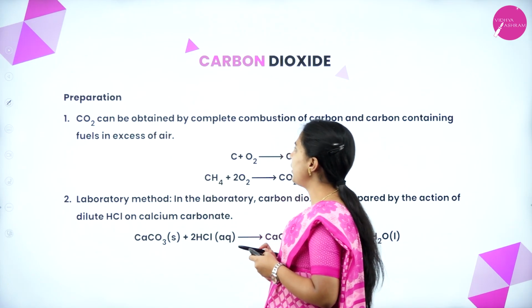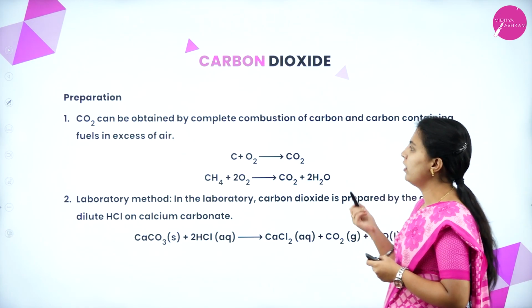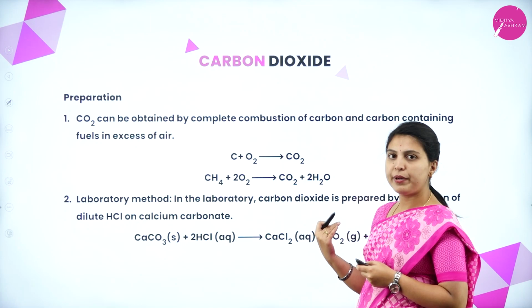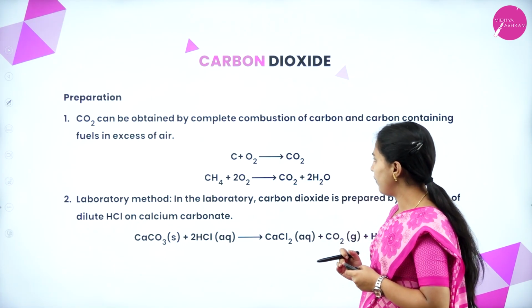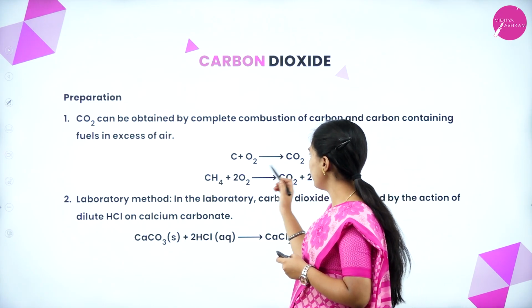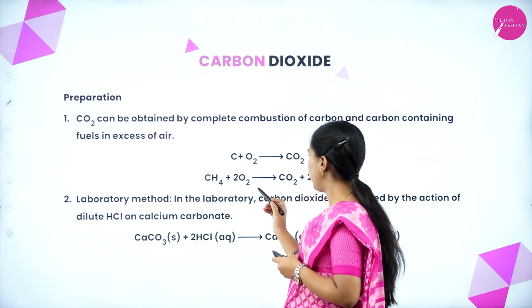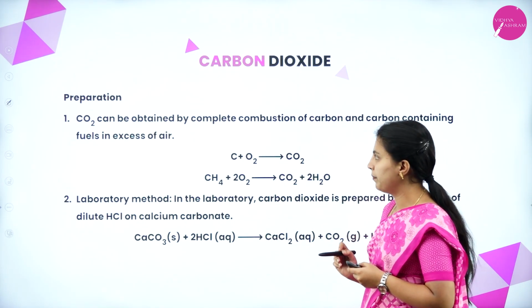Carbon dioxide can be obtained by complete combustion of carbon and carbon containing fuels in excess of air. When the fuel gets completely combusted, carbon dioxide will form. Carbon plus oxygen gives carbon dioxide. When methane is burnt in air or in the presence of oxygen, carbon dioxide and water molecules will be seen.